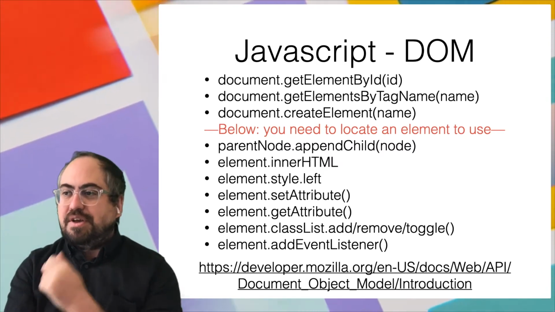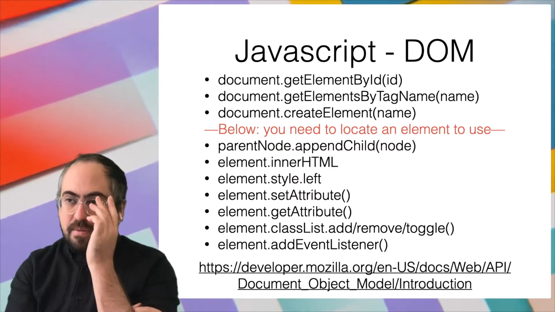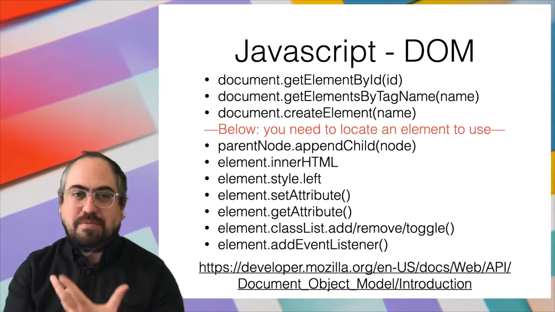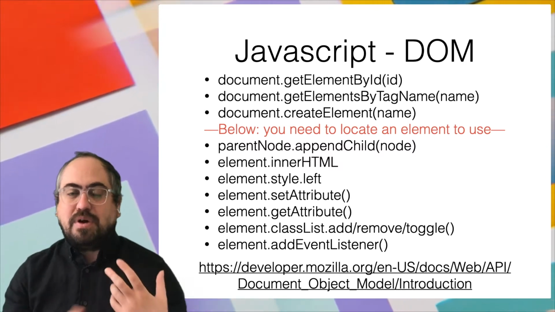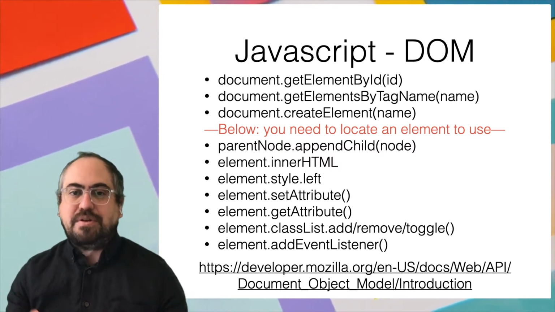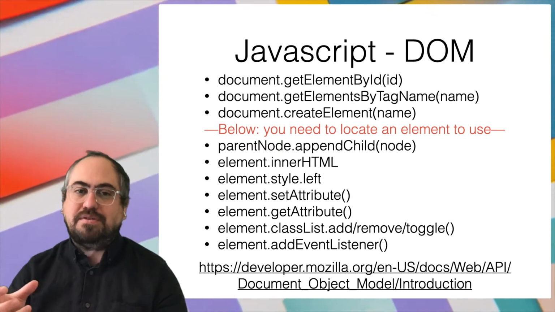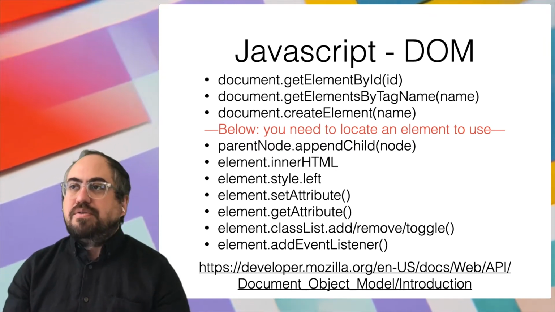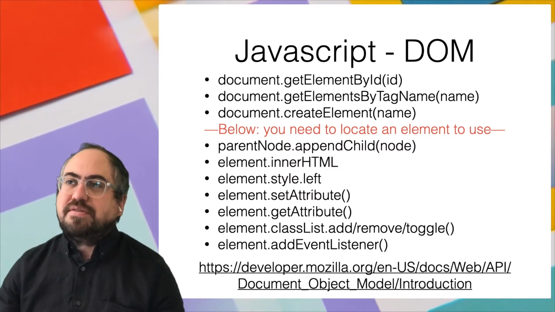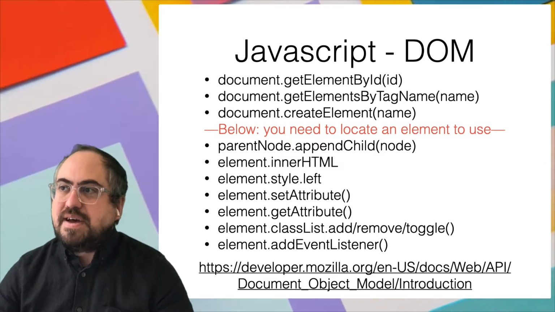And this is the foundation for deciding how you would approach a certain problem, like an interface problem, right? So if you wanted to do something very specific on your page, you'd have to think about, well, how do I access that piece of HTML, and then what do I want to do with it? So these first three items on the list are document get element by ID, by tag, and create element.